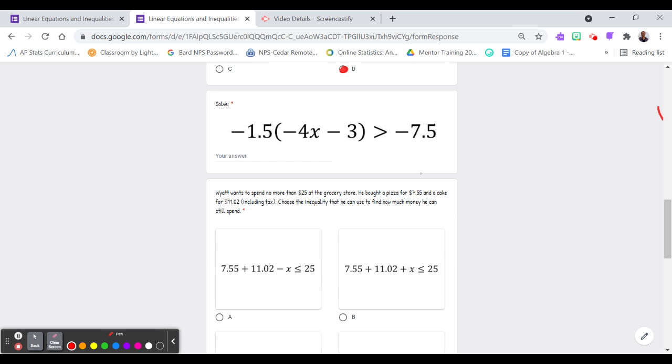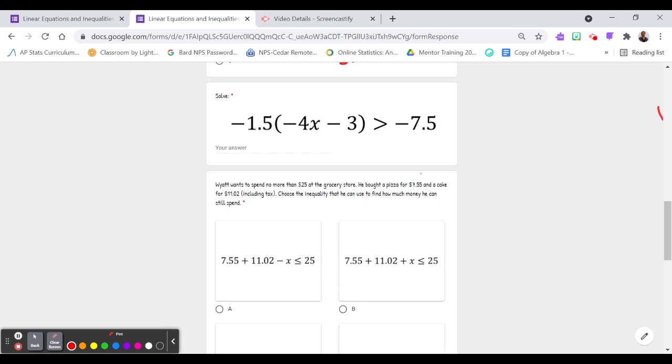So now we have an inequality that we need to solve. Let's see. We can treat this just like our regular equations. The only thing we have to keep in mind is that if we divide or multiply by a negative number, we're going to have to flip the sign. So we're going to do a lot of the same steps.